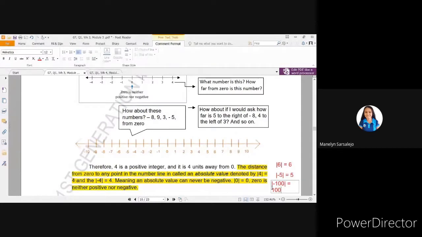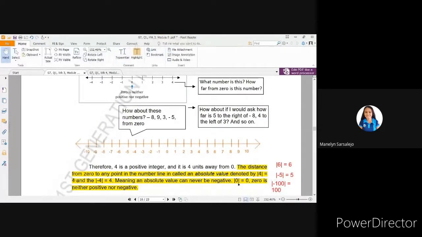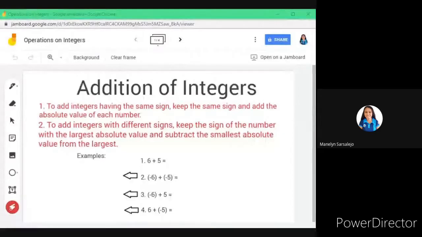Okay, so let's take a look at 0. What is the absolute value of 0? Okay, as I've said, 0 is neither negative nor positive. So, dili siya negative, dili siya positive. So, ang absolute value sa atong 0 is still 0. Wala lain. 0 lagi gihapon. Let's proceed to the operations on integers.